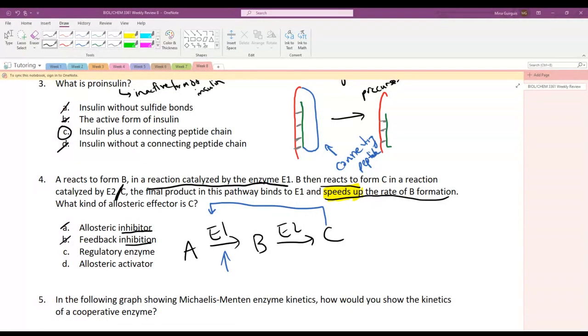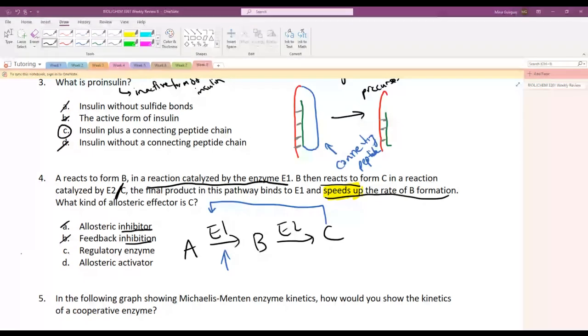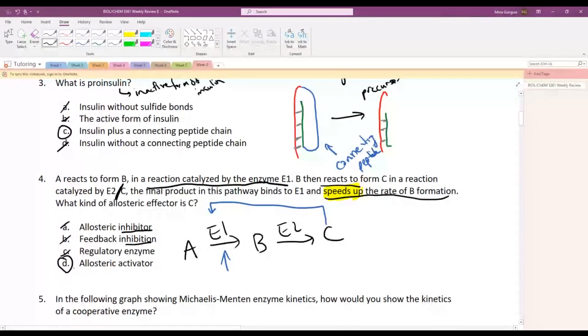So C is an interesting point. Regulatory enzyme. So a regulatory enzyme is an enzyme that affects other enzymes or an enzyme that affects reaction rates. But C is not an enzyme. C is just the product. And so product C is just the product. Therefore, answer choice C is incorrect. I apologize for that confusion. This is an allosteric activator.